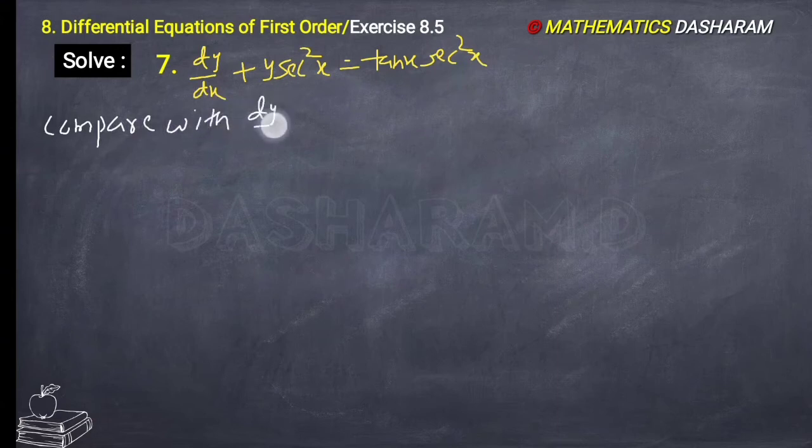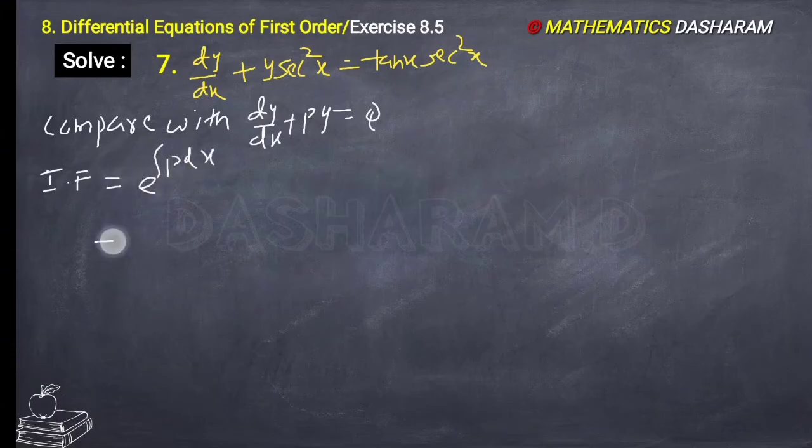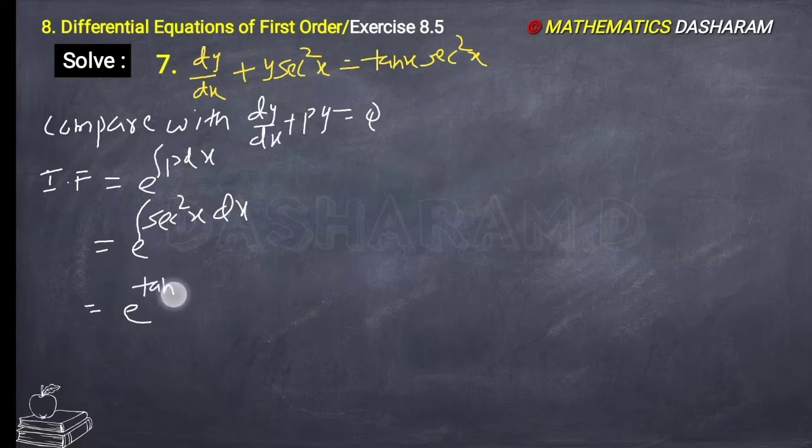That is dy by dx plus p into y equals to q. So here p value is secant square x and q value is tan x into secant square x. Next, to find out the integrating factor, that is e to the power of integration p dx. So e to the power of integration, the p value is secant square x dx. So e to the power of tan x.